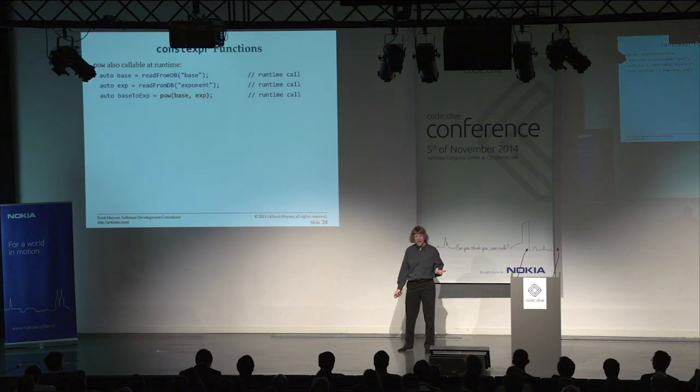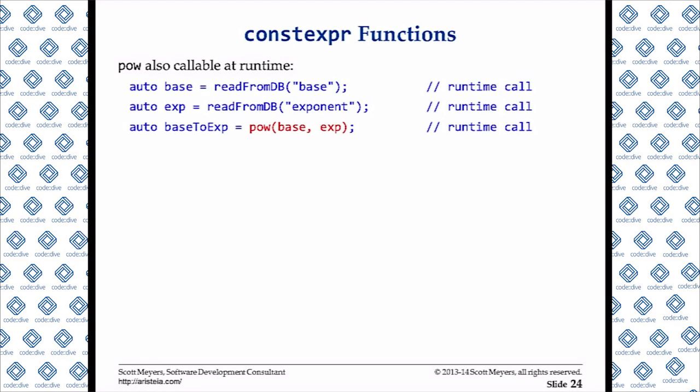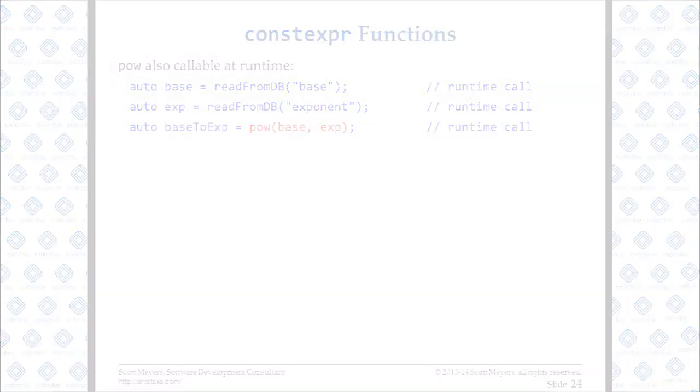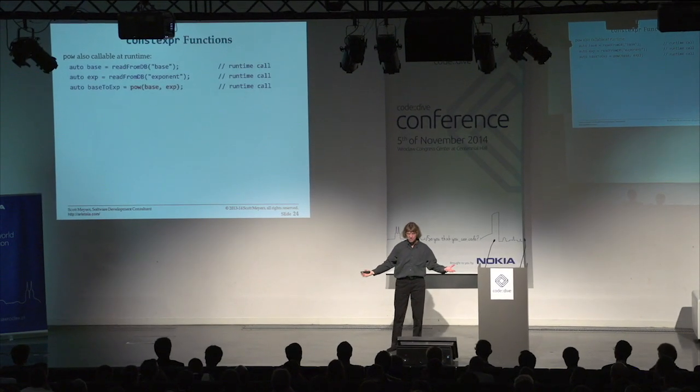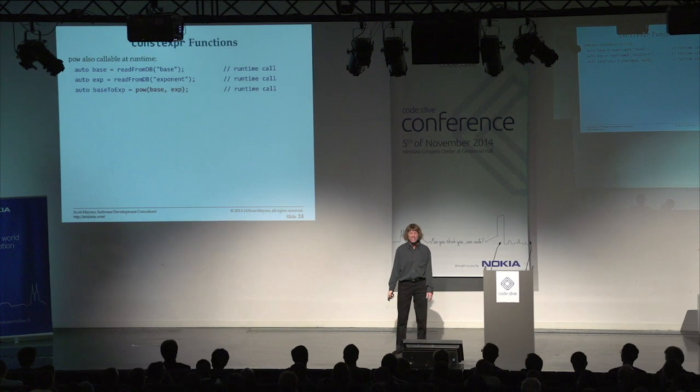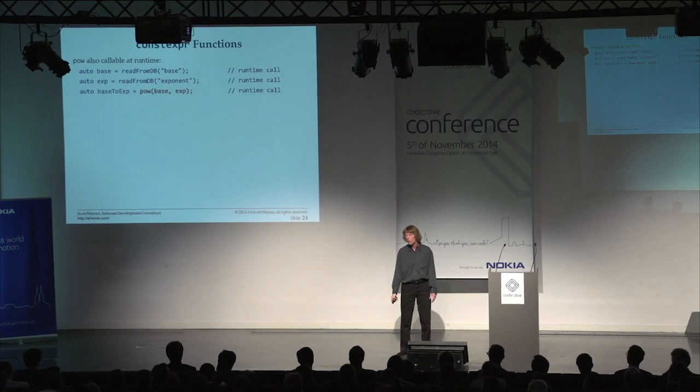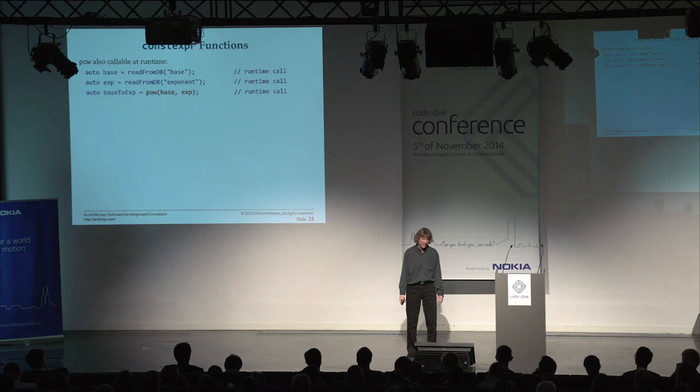I can also call pow at runtime. So if I read a base and an exponent from the database, I can now say, okay, great, I have runtime values for base and runtime values for exp. Notice that I can still call pow, it now executes at runtime. This is what I was saying before. I don't have to overload on executes during compilation or executes at runtime. It's determined by the availability of the operands and the requirement that the result be available.